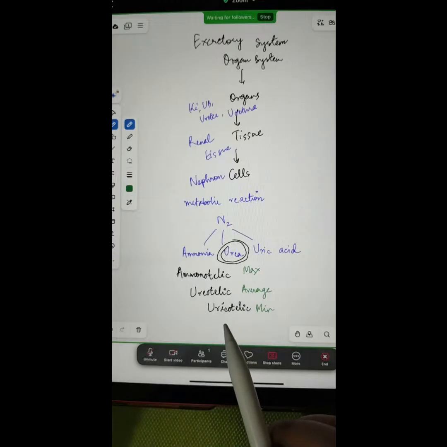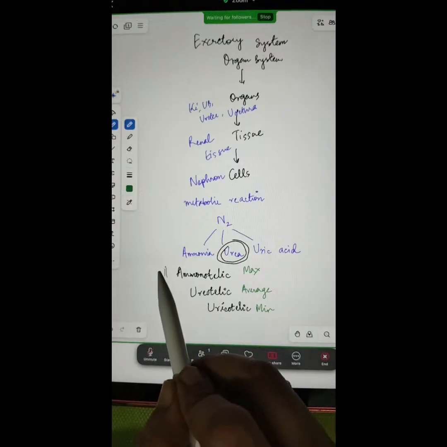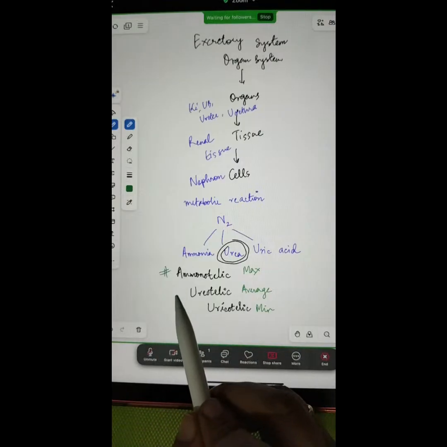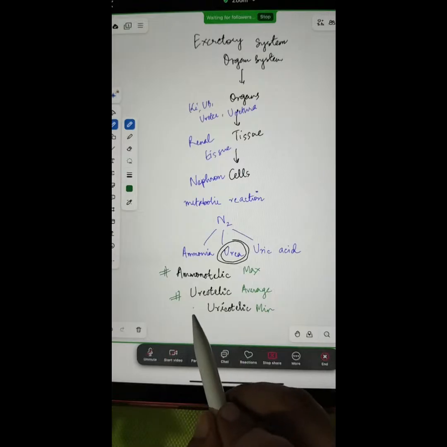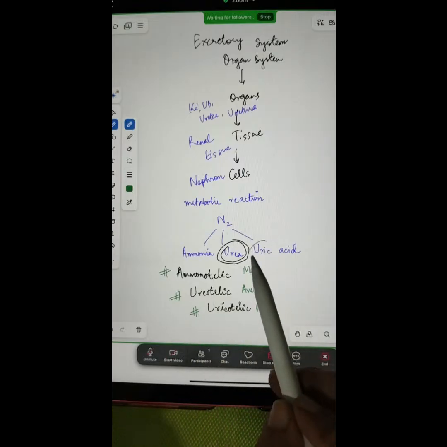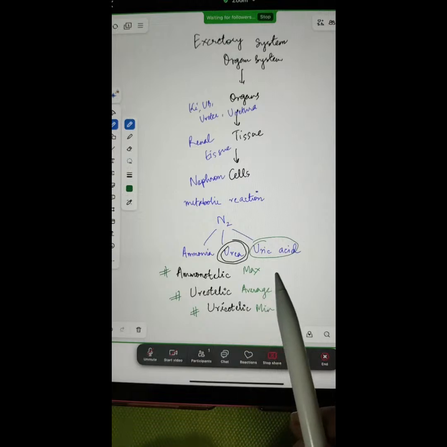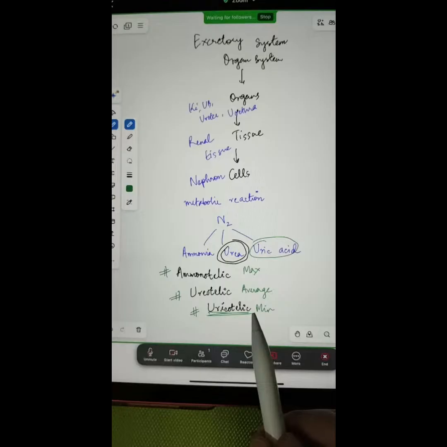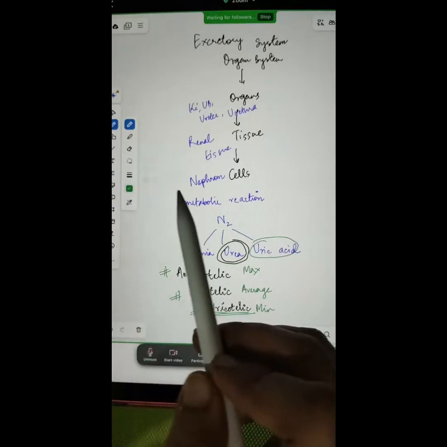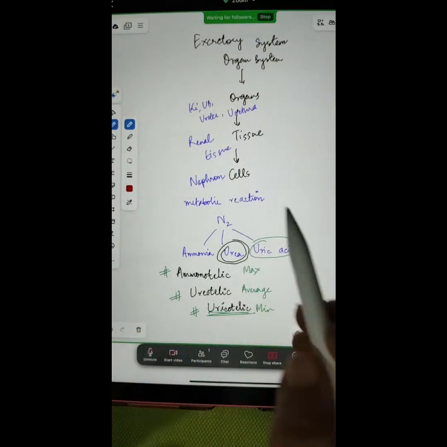If the organism is excreting ammonia, then that organism will be known as ammonotelic. For example, if we are talking about humans, we excrete in the form of urea, so we are known as ureotelic. If we are talking about organisms that excrete nitrogen in the form of uric acid, we are going to call them uricotelic. So let's see quickly the examples of each.